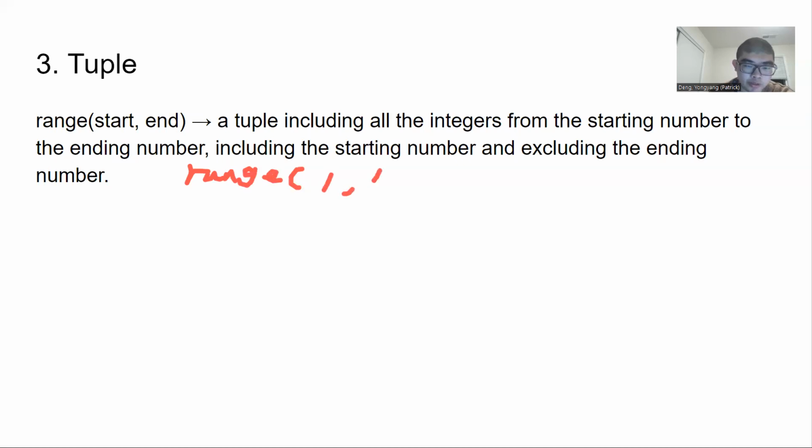So suppose I have range(1, 10). It will have all the numbers starting from 1 and ending in 10, but I will include 1 and I don't have 10 here. So the maximum number in this range is 9. So I have 1, 2, 3, 4, all the way down to 9. I don't have 10, but I have 1. So this is range: including the starting number, excluding the ending.